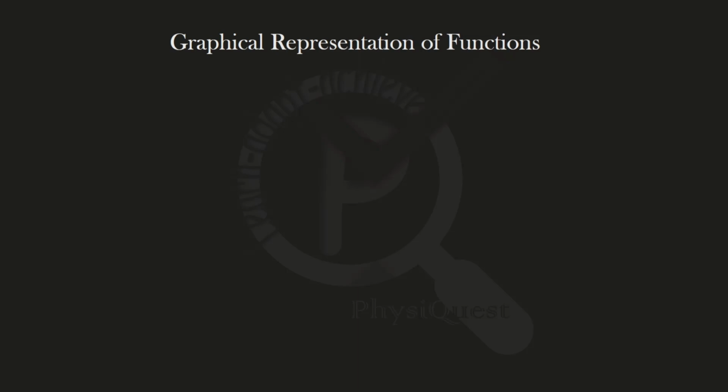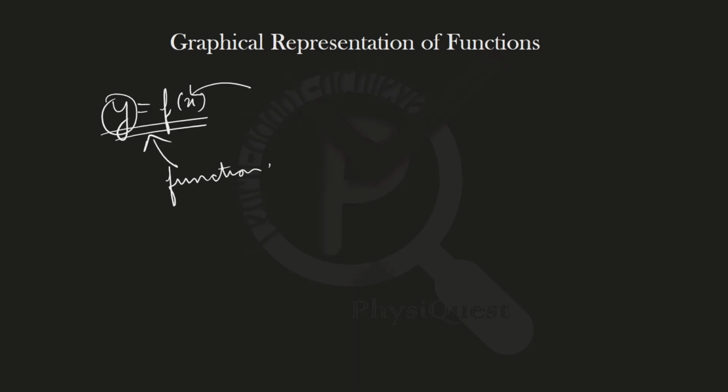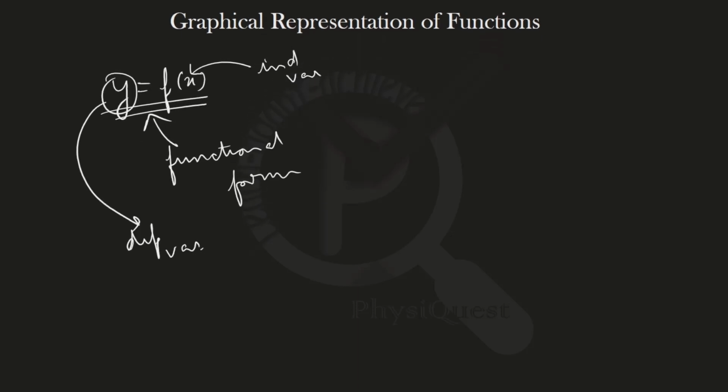First of all, in the previous video we said that a functional form is like this, where y is the dependent variable and x is the independent variable. So this is the functional form, and this is the independent variable, and this is the dependent variable. Now if you want to plot this, how to plot?